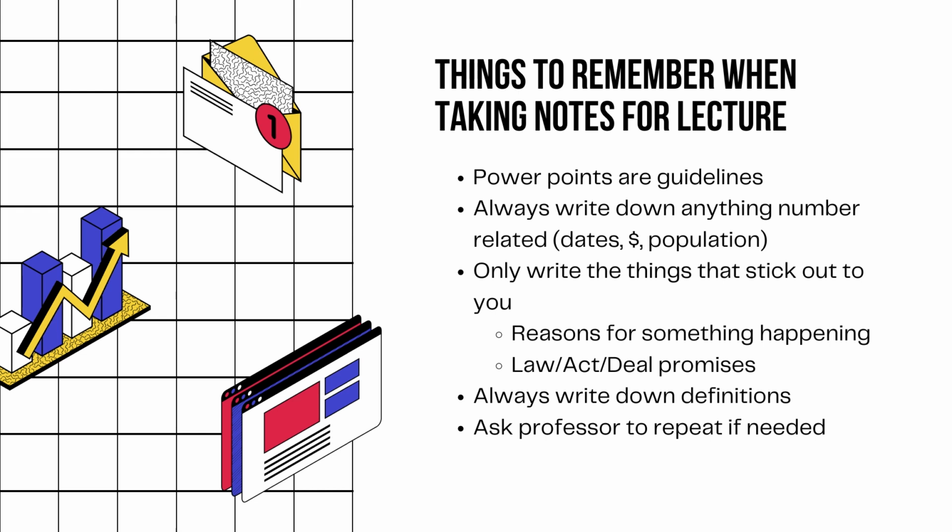You want to note that down, as well as laws, acts, deals. So if we were learning about the Great New Deal, right, that FDR put into action, always write those things down as well because that's usually going to be asked on the test. Always write down definitions. So if your professor gives you the definition of something, I by default write it down.